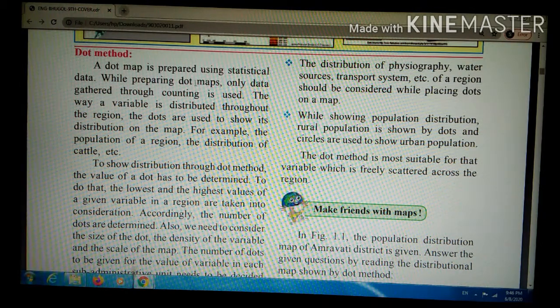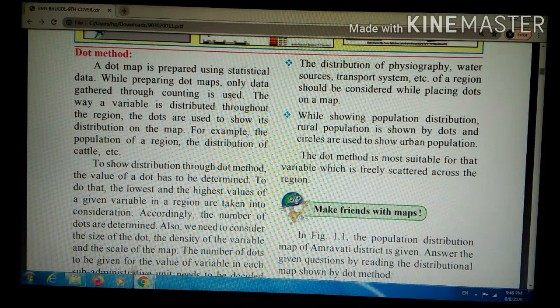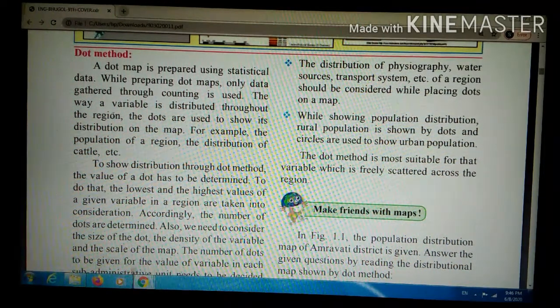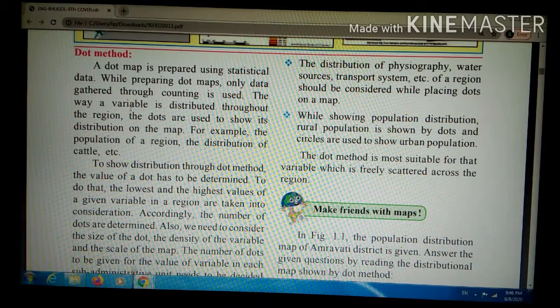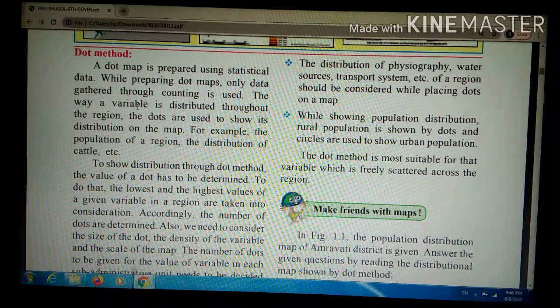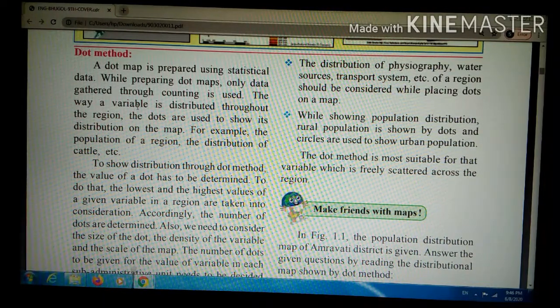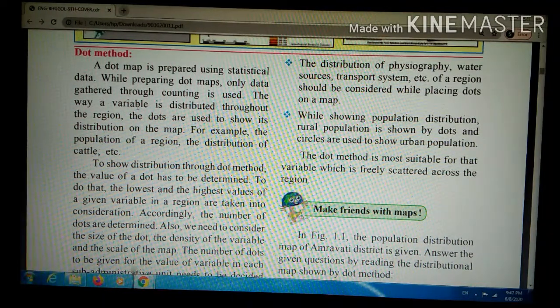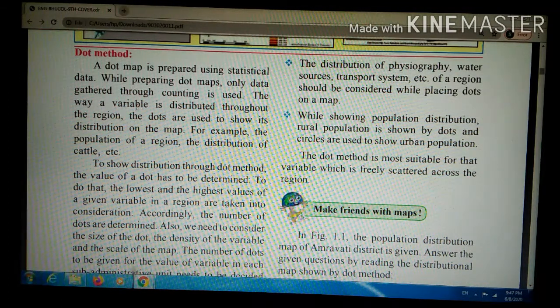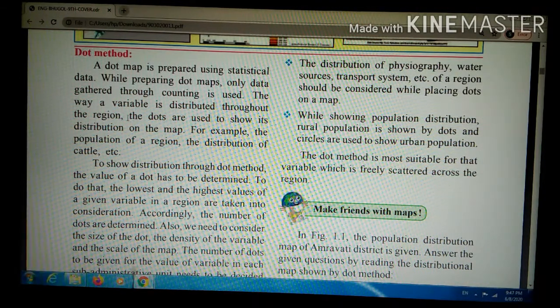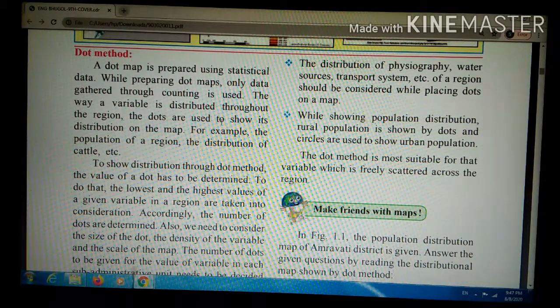While preparing dot maps, only data gathered through counting is used. Means first we count that, the way a variable is distributed throughout the regions. Now what is the meaning of distribution? Distribution means maybe it is the highest or maybe the lowest number. That is called a variable. The dots are used to show its distribution on the map.